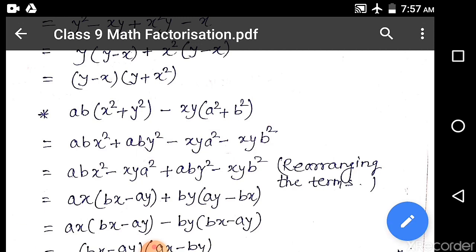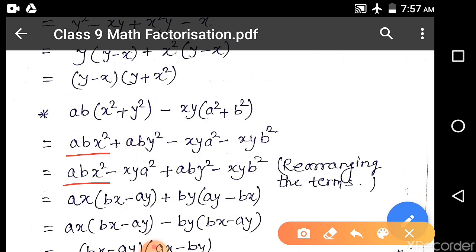Now there is a rearrangement required. See what is the rearrangement here? See, here we have the first term abx square remains as the first term. Now we shift this term as second here. See, this one is shifted here. Now from those two we can take out common as ax. Okay, so ax can be taken out common, and what is left? bx minus ay. So this is for the first two terms.